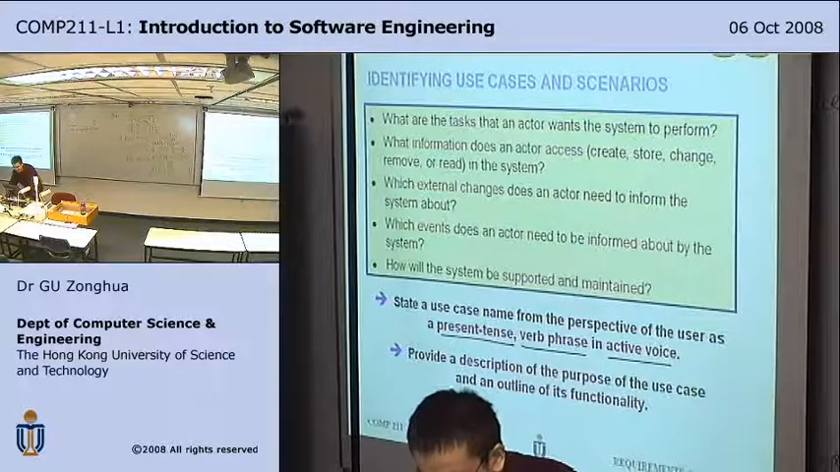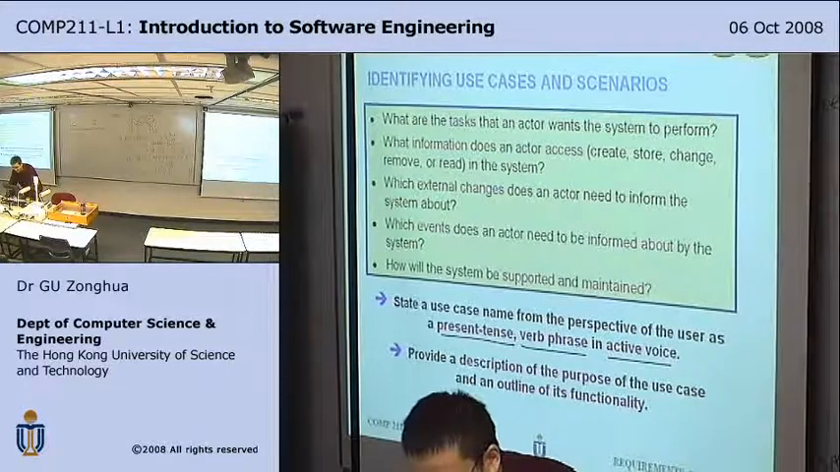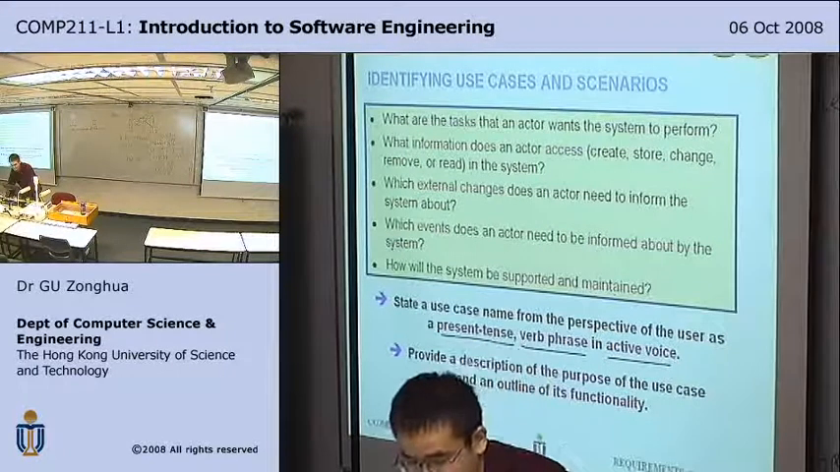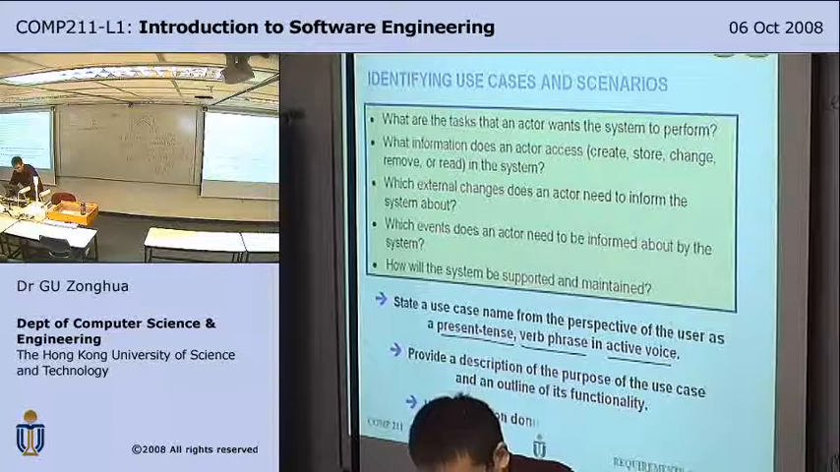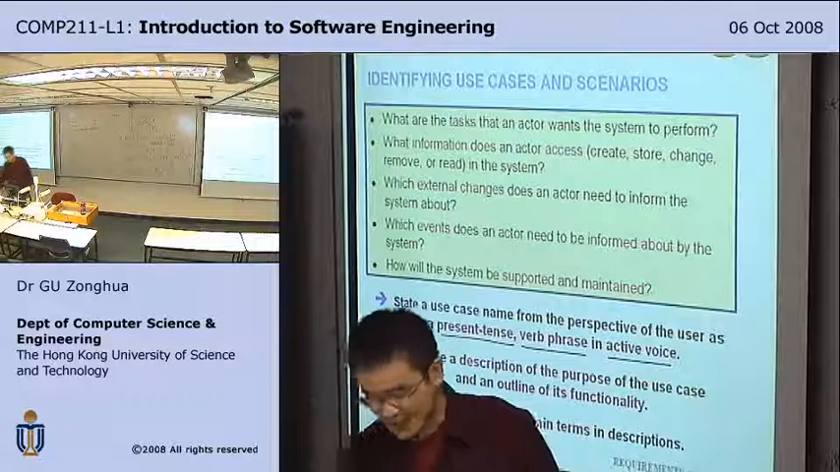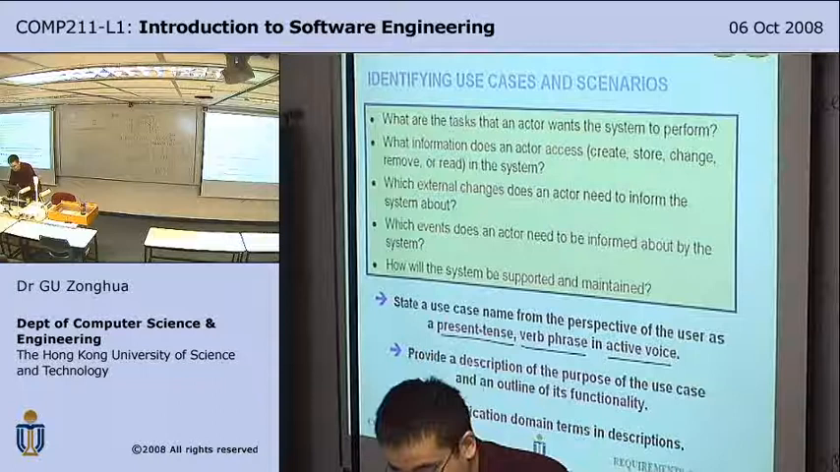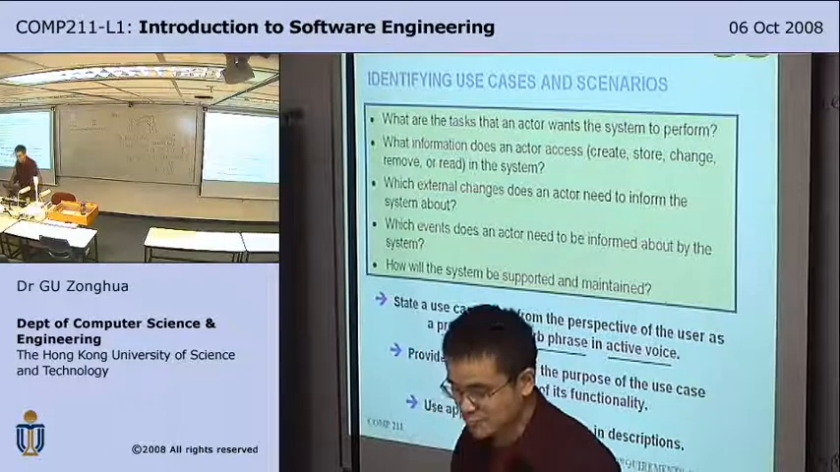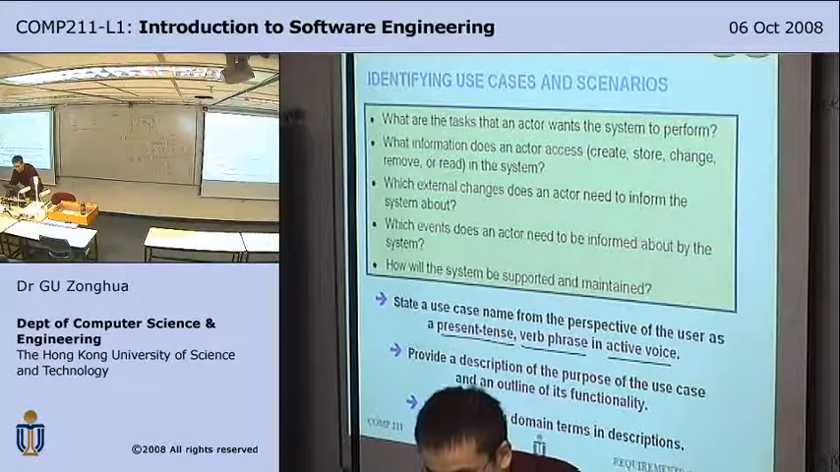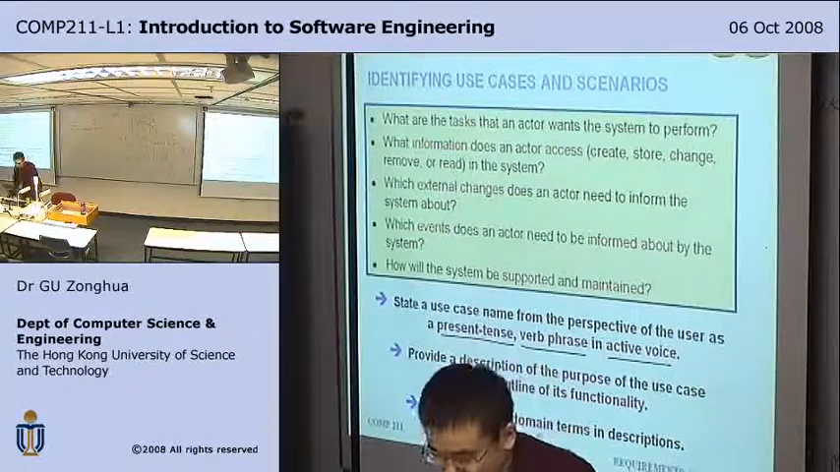Then provide a description of the purpose of the use case and the outline of its functionality. So not a detailed description like a step-by-step description, that's later. Now it's an abstract, simple description. Use application domain terms in descriptions, which means use the terms from the domain model. If you design the domain model to have a professor, then use the word professor, don't use the word instructor. That's why you have the domain model as the common data dictionary for your later development. Everyone uses the same terminology to avoid confusion.